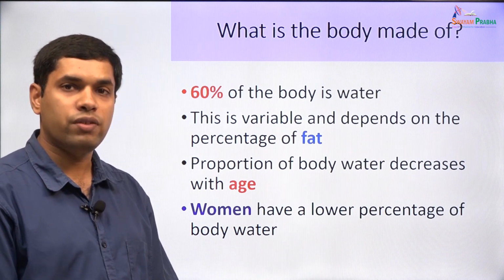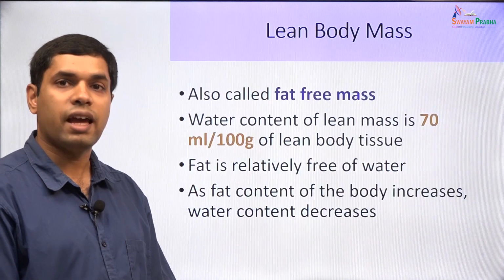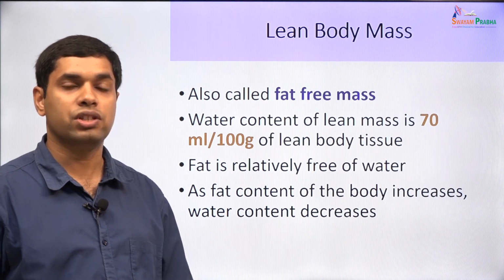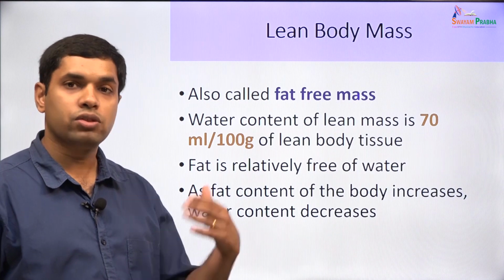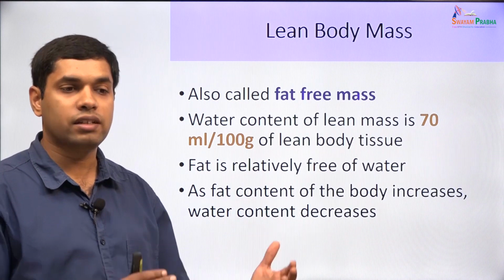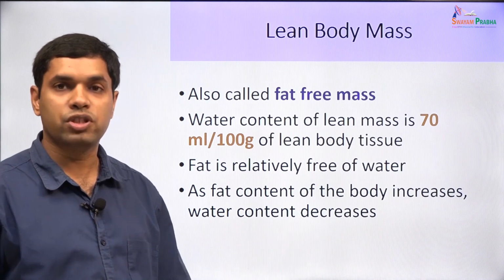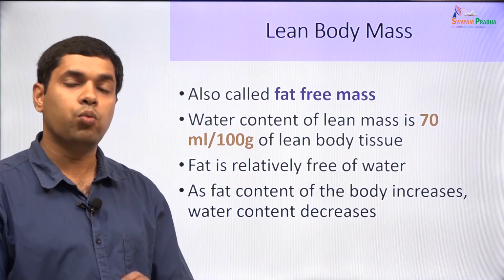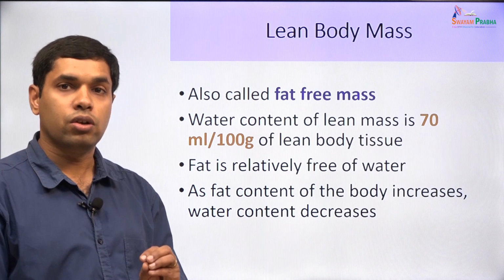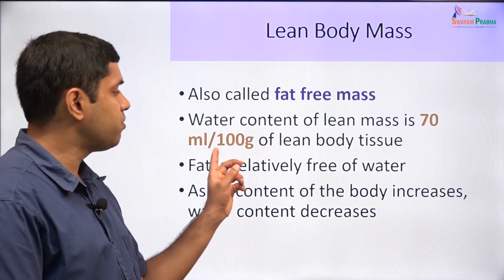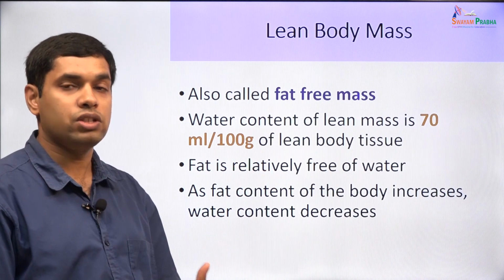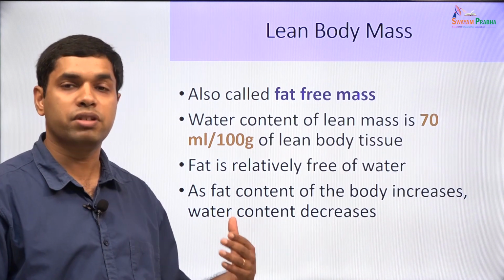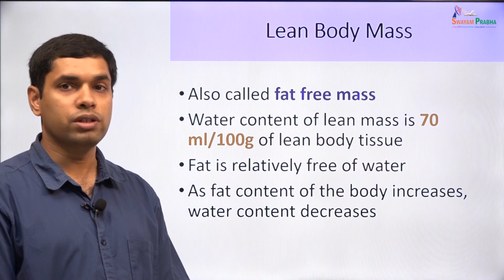Now, since we are talking about body fat, there is a term that we need to discuss, and that term is lean body mass. Lean body mass is the mass of a person without fat. So, we take the total weight of a person and calculate the fat content, and the mass of a person without that fat is called the fat free mass or the lean body mass. The water content of a person's lean body mass is 70 ml per 100 grams of lean body mass, or 70% of the lean body mass. And one thing to remember is, as the fat percentage increases, the proportion of body water decreases.